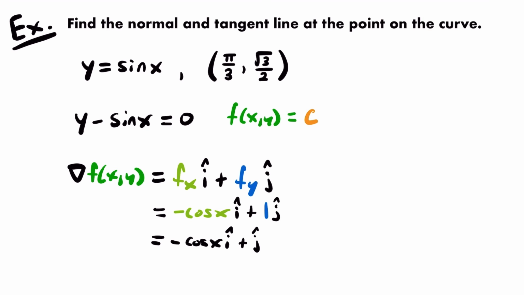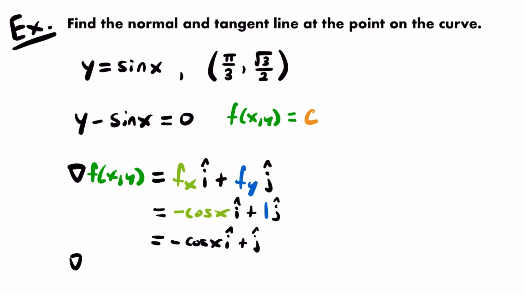Now, what we have here is the gradient vector, but what it represents is a vector that is normal to this curve y equals sine x for any point. We can plug in the x and y coordinates of any point along this curve into this gradient vector, and we will get a vector that is normal to that point, meaning that it would be perpendicular to the tangent vector at that point. Okay, and so what we want to do is find the specific normal vector at this point that we've been given.